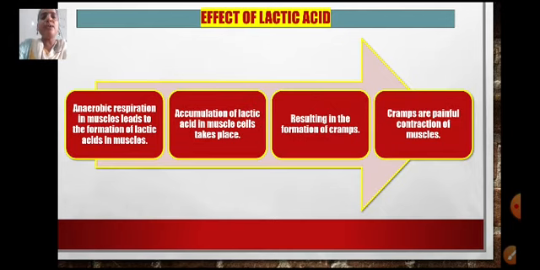The anaerobic respiration in muscles leads to the formation of lactic acid in muscles. Accumulation of this lactic acid in muscle cells results in the formation of cramps, and these cramps are painful contractions of muscles. So the cramps are painful and lead to stiffness of the muscles, and the cramps are formed as a result of the formation of lactic acid, and lactic acid is formed as a result of anaerobic respiration. You also must have experienced this sometimes.